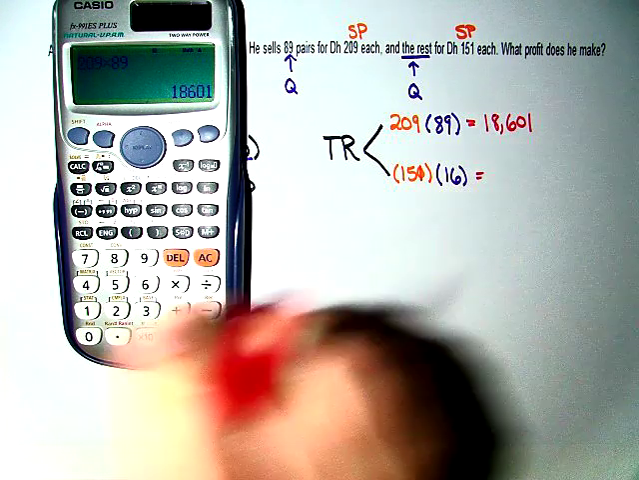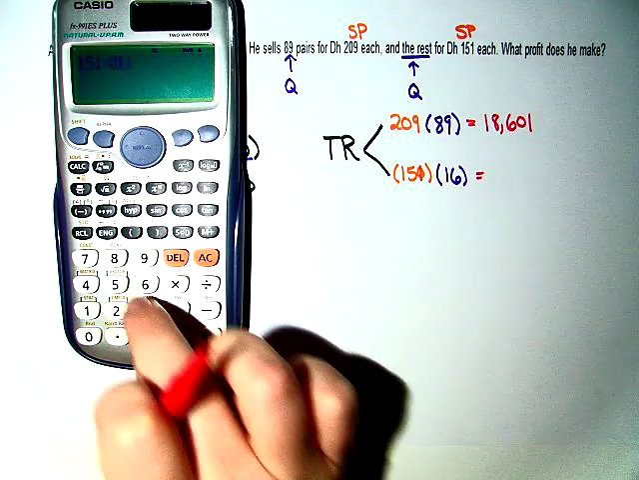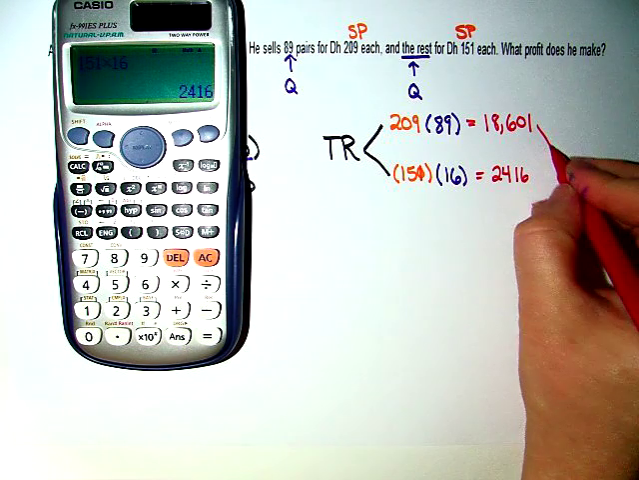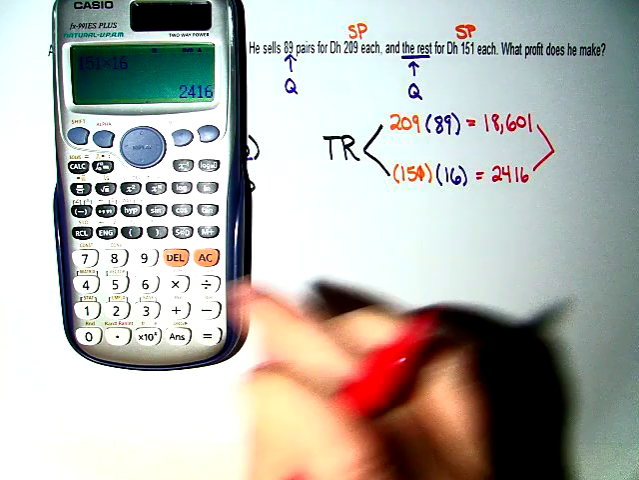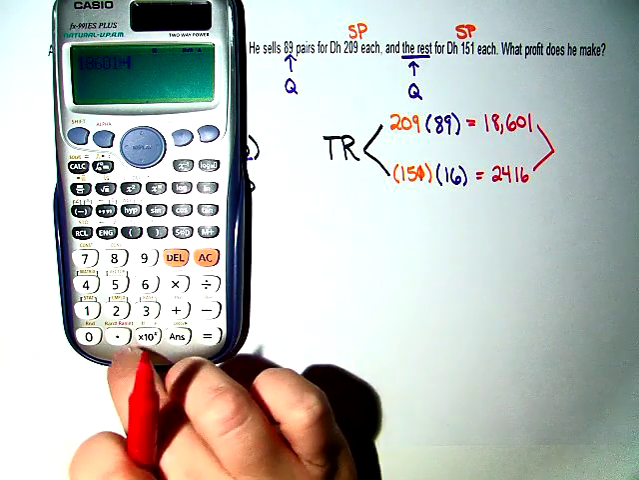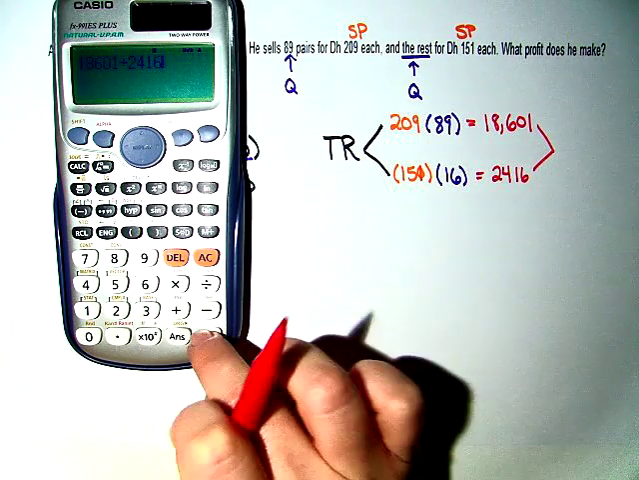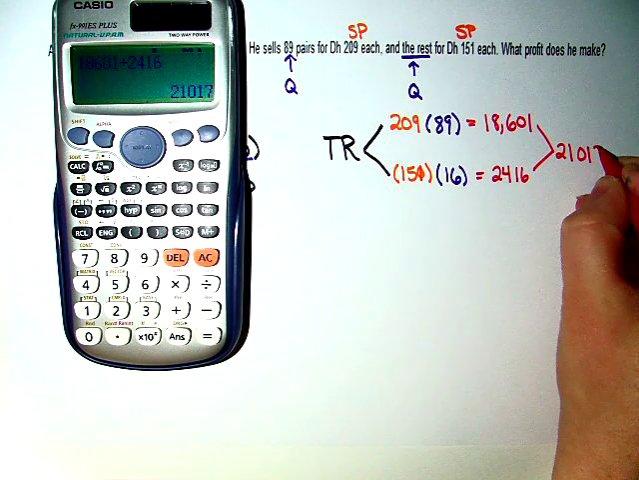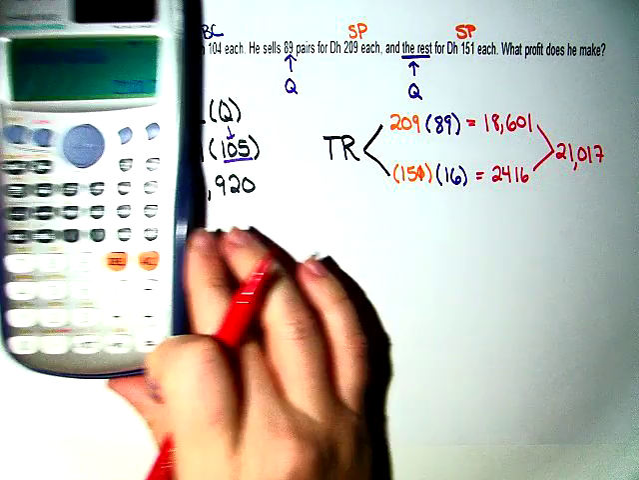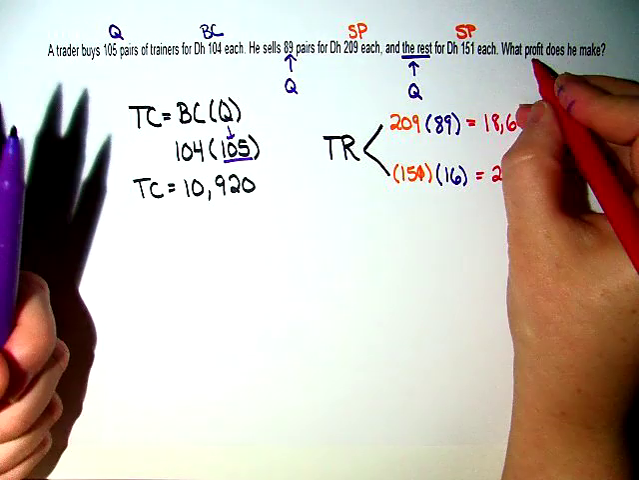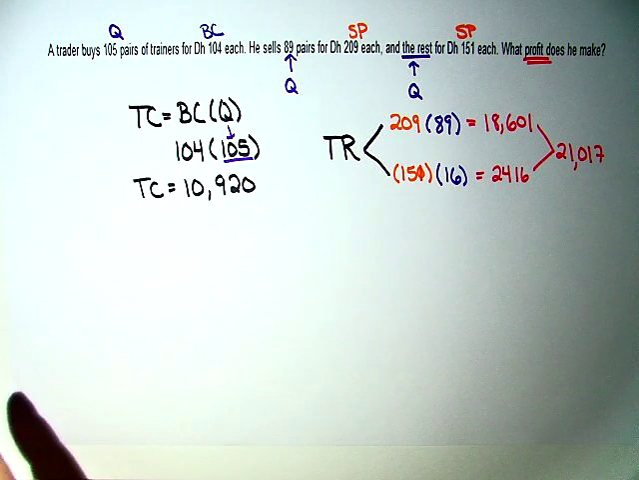Okay, so if we multiply this out, that means that my revenue here, 209 times 89, is 18,601, and my revenue here, 151 times 16, is 2,416. So my total revenue would be adding these two together. 18,601 plus 2,416 gives me 21,017 dirhams.